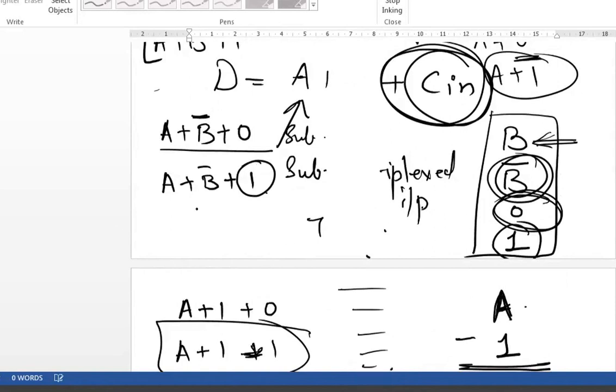If my carry is 1 and this is 0, a plus 0 plus 1, this would be increment. Okay. But if my... I made a mistake.